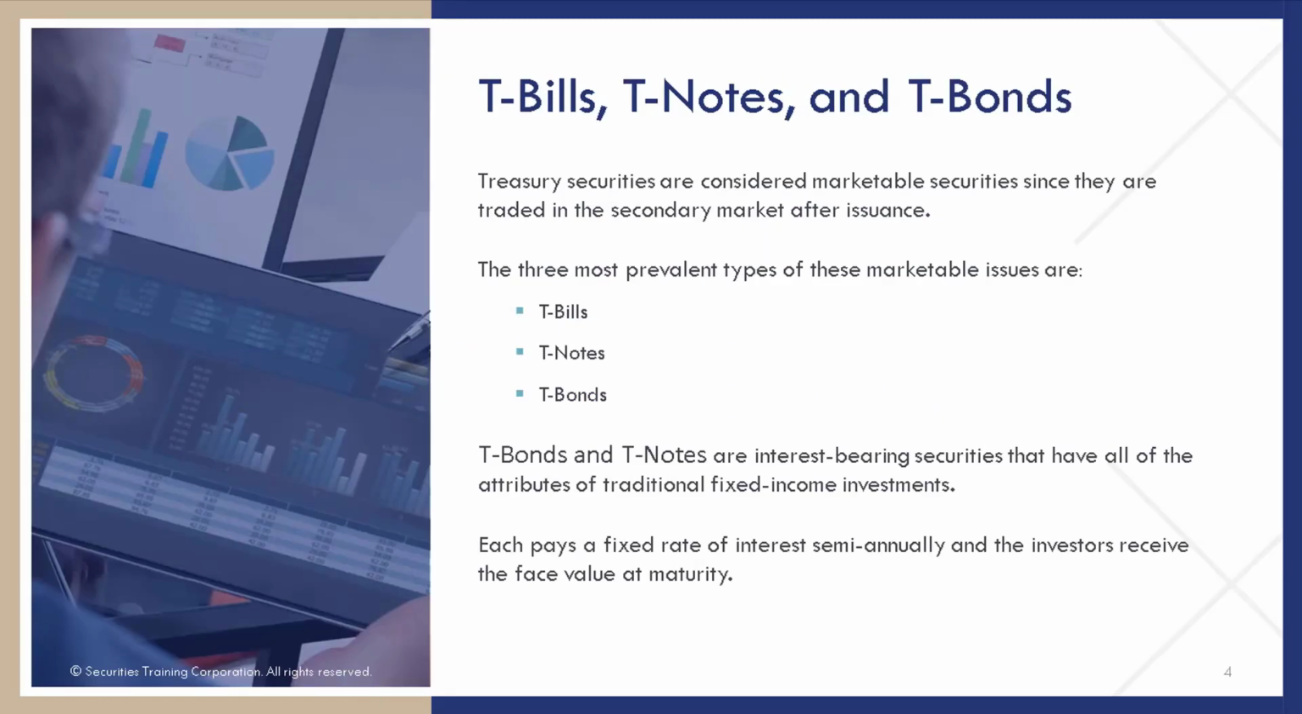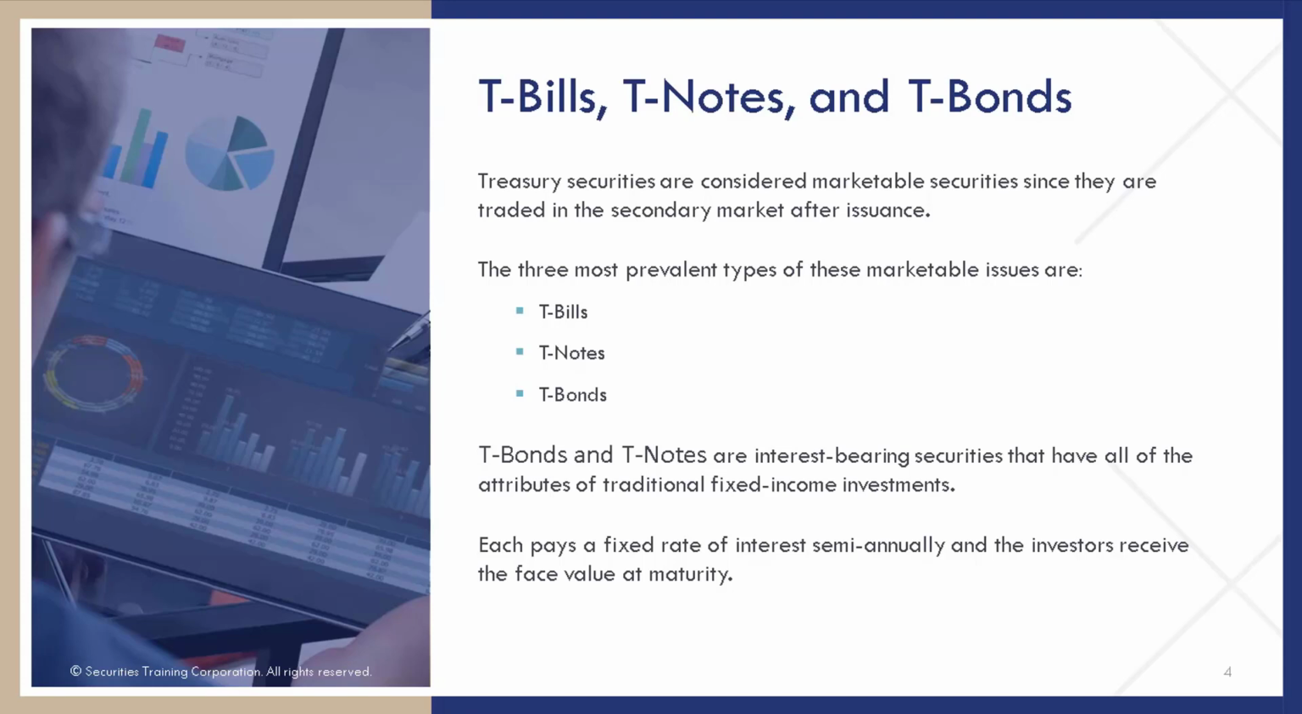Now, let's look at the specific types of treasuries. There's three main types: T-bills, T-notes, and T-bonds. On the next slide, we'll get into details about each one. But these are what are considered the marketable treasury securities. What that means is they can be traded in the secondary market. The Treasury does actually also issue some savings bonds that you may be familiar with that are sometimes referred to as non-marketable Treasury securities.